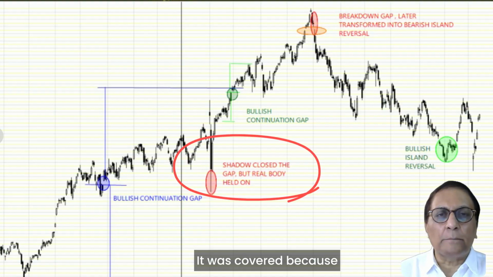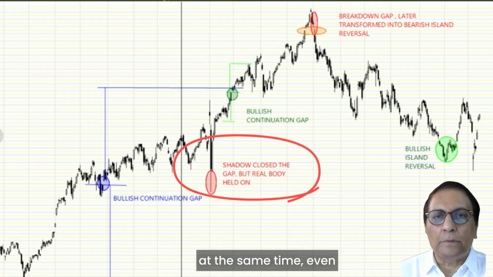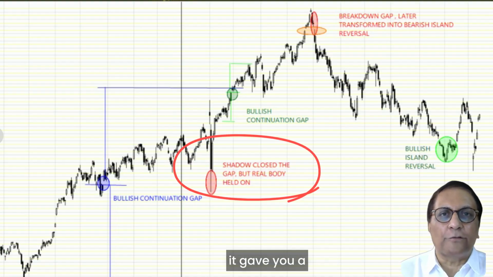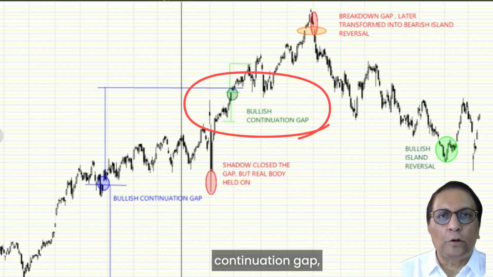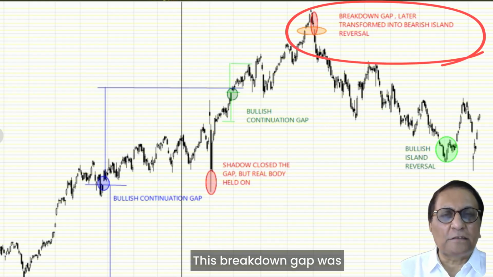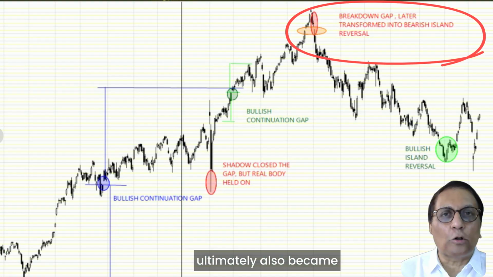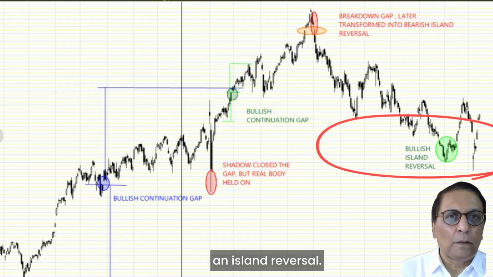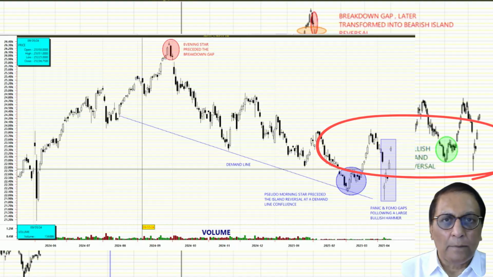It was covered because of huge volatility on account of the election results. But at the same time, even before that happened, it gave you a tremendous profit. Here we had a bullish continuation gap, which very comfortably met its target. Here we had a breakdown gap. This breakdown gap was confluenced by a morning star and which ultimately also became an island reversal. Here again we had a bullish island reversal which gave an almost vertical move in Nifty.